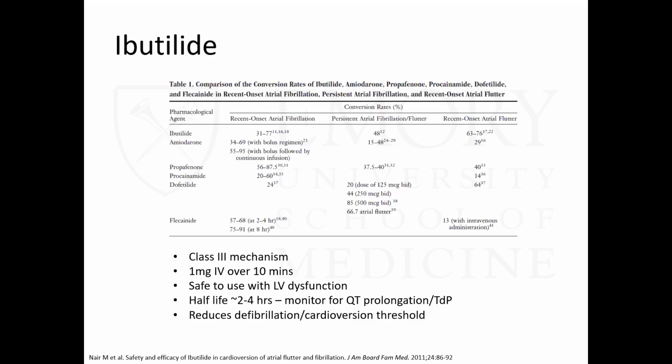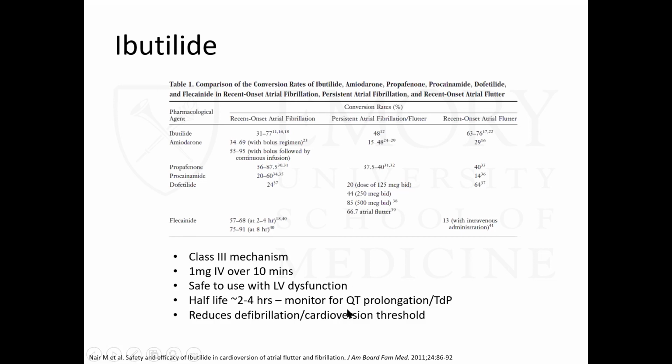Ibutilide is a medication you'll also see us use pretty frequently on the EP service. It's only available IV. It's a class 3 antiarrhythmic. You give it as an infusion, you give a milligram over 10 minutes. It's usually pretty safe to use, but because it is a class 3 antiarrhythmic, it can prolong the QT interval.